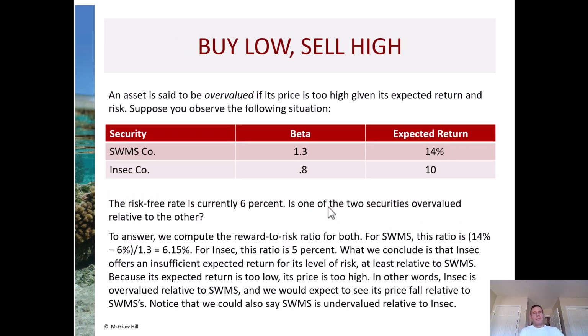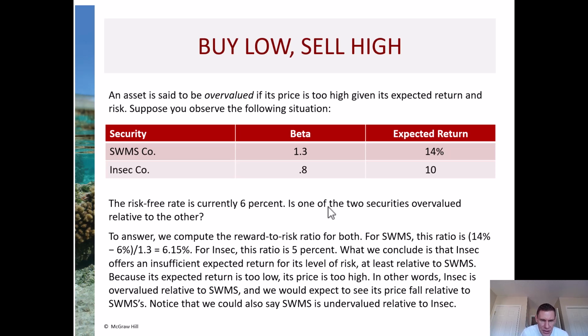All right, you've probably heard the expression buy low, sell high. So we would generally postulate that an asset is said to be overvalued if its price is too high given its expected return and risk. Suppose you observe the following situation, right? We've got these two companies here, SWMS company and INSEC company. We've got betas of 1.3 and 0.8 respectively, and we have expected returns of 14% and 10% respectively. Now the risk-free rate is currently 6%. Is one of the two securities overvalued relative to the other? So there is the question.